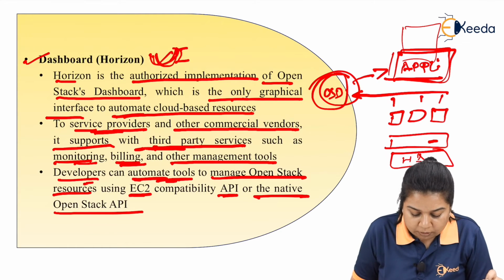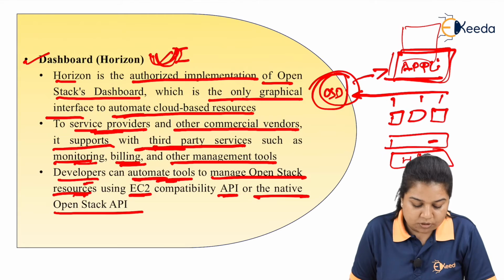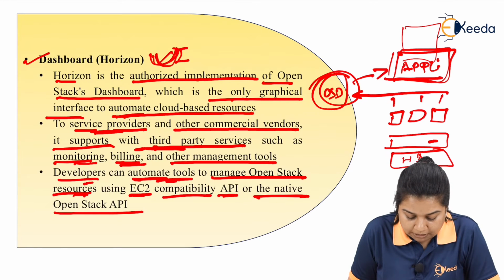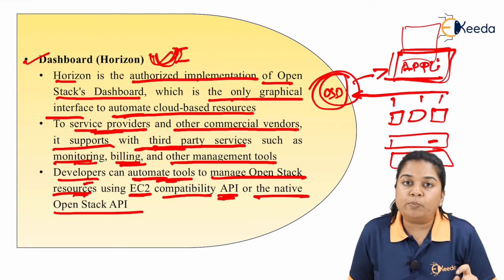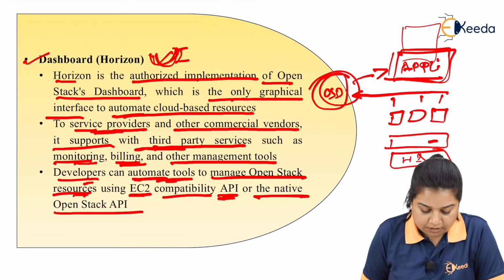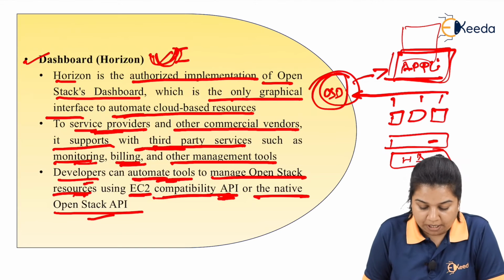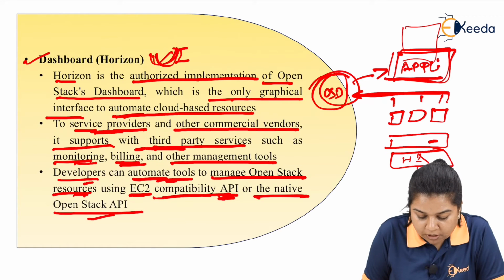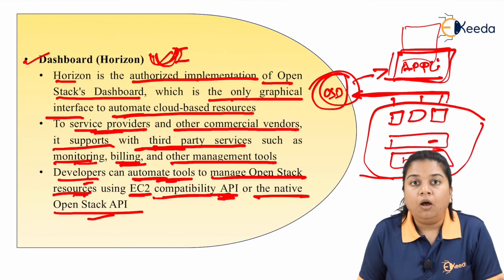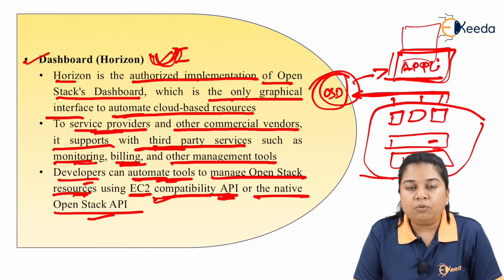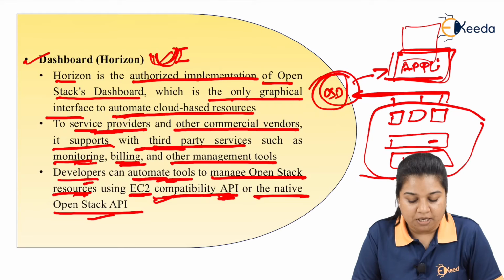Developers can automate tools to manage OpenStack resources using EC2. EC2 is Elastic Compute Cloud. It uses the compatibility API or the native OpenStack API. So the API which connects to this complete architecture of OpenStack can be either the Elastic Compute Cloud compatibility API or the native OpenStack API.